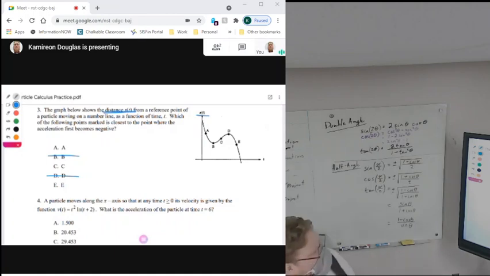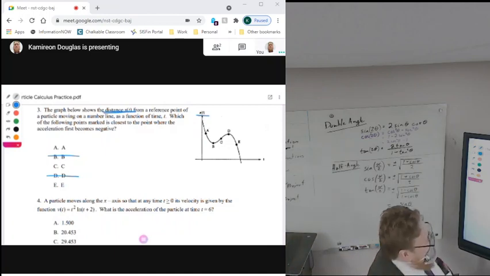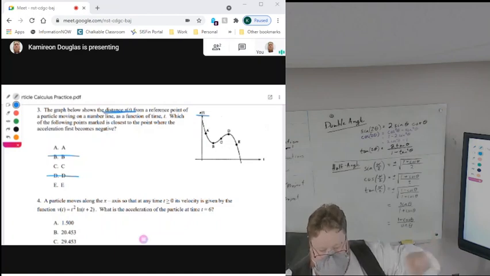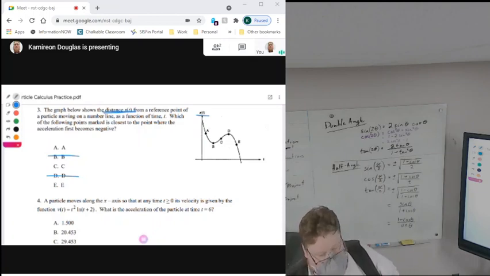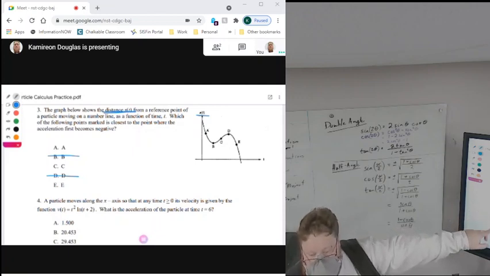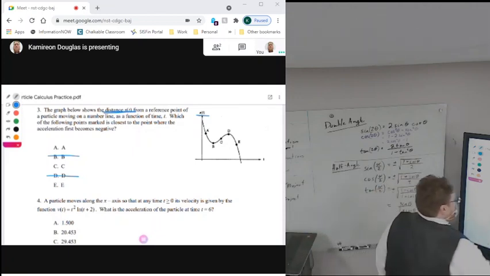Okay, so let's talk about each of these in turn. A. A has a positive value for the position, that's above the axis. What about for the slope? Positive or negative? Negative. What about for the second derivative, the concavity? It'd be concave up. What is the question asking about? When does it first become negative? So can A be an answer? No.